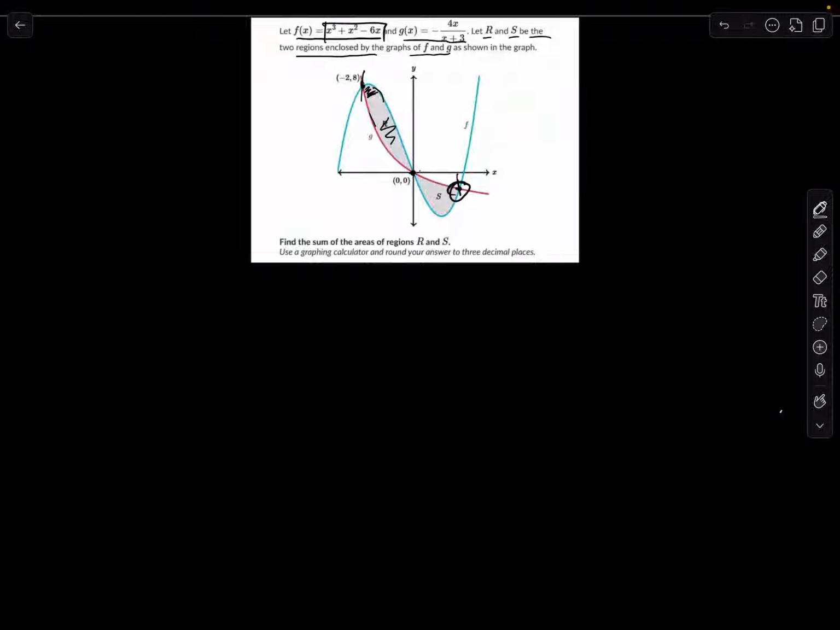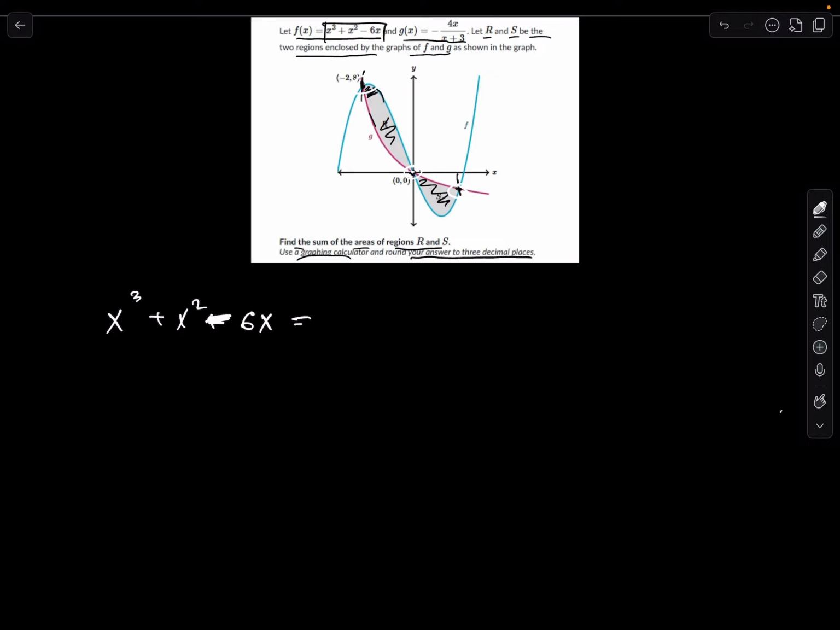So we need to find this one, and then the question is, find the sum of the areas of regions R and S, using a graphing calculator, and round your answer to 3 decimal places. So they allow us to use the calculator because if you try to find all these 3 x values yourself, here, here, and there, you of course will be able to do that, but it's going to take too much time.